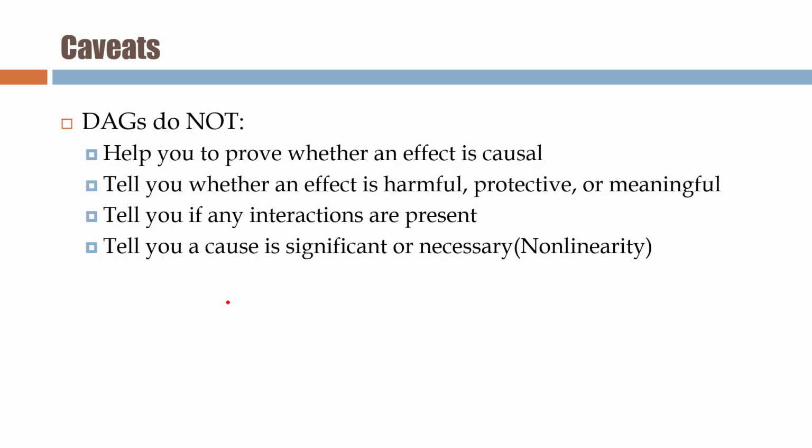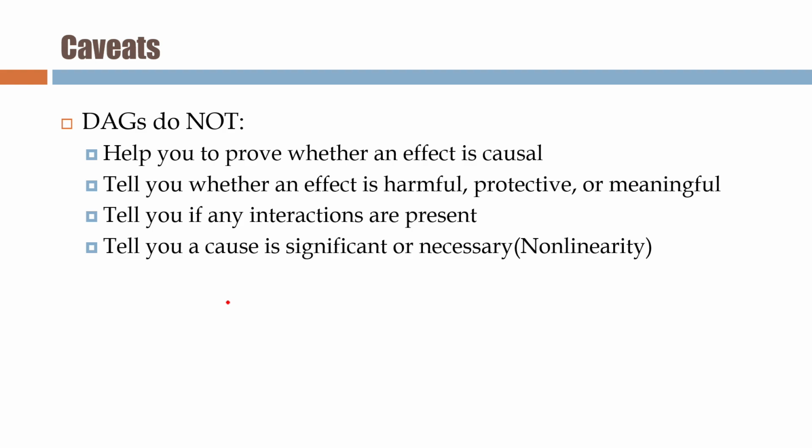Sometimes people misunderstand DAGs. It will help you build your model, but it will not help you prove whether the effect is causal or not. You can get a best estimate, but you cannot say this is a significant causal effect. You cannot tell that. You can get just an estimated effect, and that's the best estimate, but you don't know whether it is wrong or not.